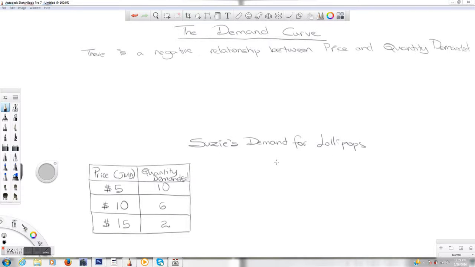Okay, so let's talk about the demand curve. Remember the law of demand? The curve is drawn, or it's an illustration of this law. So here we go. There is a negative relationship between price and quantity demanded. Right? So the demand curve is a graph showing this negative relationship.